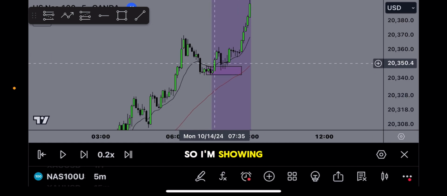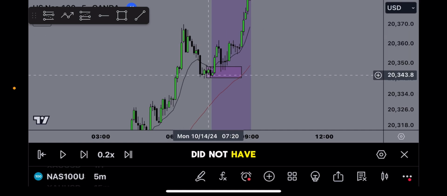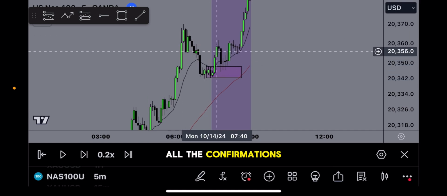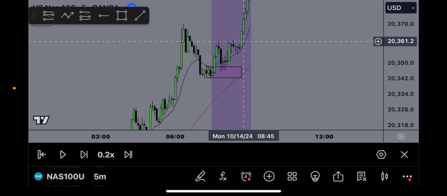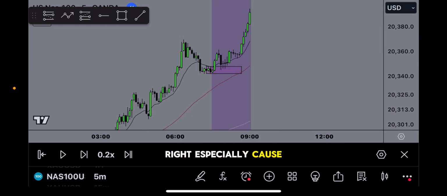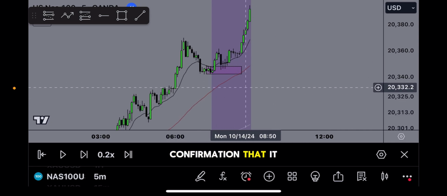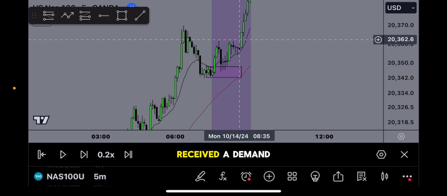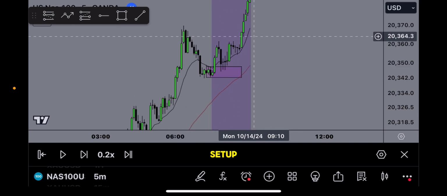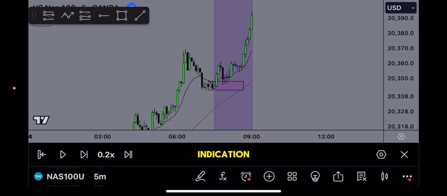Right? So I'm showing you this to show you that even though the trade did not have 100% of all the confirmations, this trade was still a winner, right? Especially because the 3 MAs were under us, giving us extra confirmation that it was going to go up. But we never received a crystal clear demand setup to give us an indication and help us get in the trade, right?